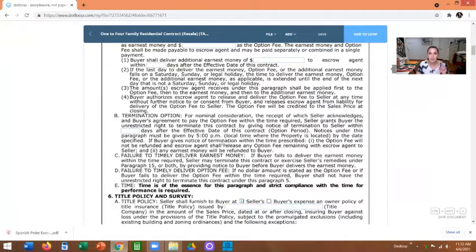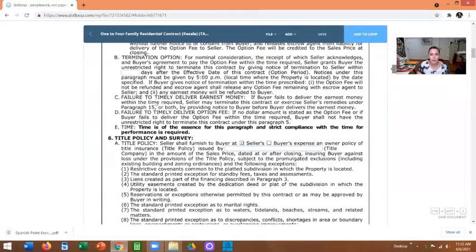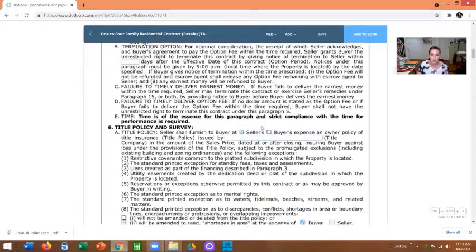Now, the termination option ends at 5 p.m. on the last day of this period in the time zone in which the house is located. If you don't deliver earnest money, the seller can cancel. If you don't deliver the option money, you don't have an option for the buyer.